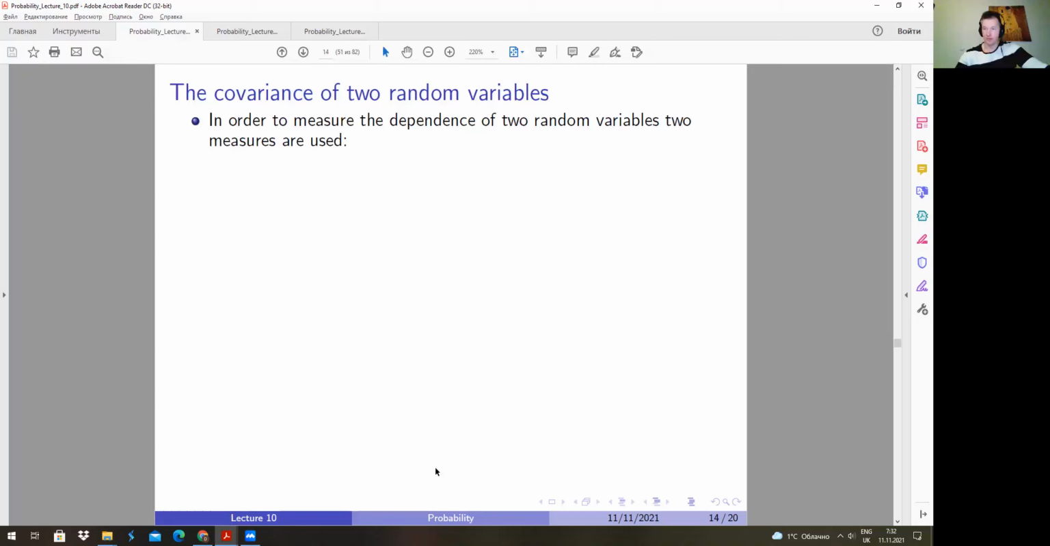So let's then introduce the following. If two variables are not independent, we would like to measure their dependency somehow. So if they are not independent, we want to know how much they are dependent. And in order to measure this dependence of two random variables, we use the most popular measures. One is the covariance between two random variables, and another one is the correlation coefficient.